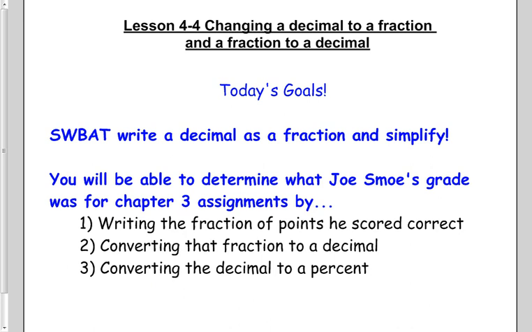Welcome to lesson 4-4 on changing a decimal to a fraction and a fraction back to a decimal. Today's goals: students will be able to write a decimal as a fraction, and you will be able to determine what Joe Schmo's grade was for Chapter 3 assignments by writing the fraction of points he scored correct, converting that fraction to a decimal, and converting that decimal to a percent. Alright, so let's get started.